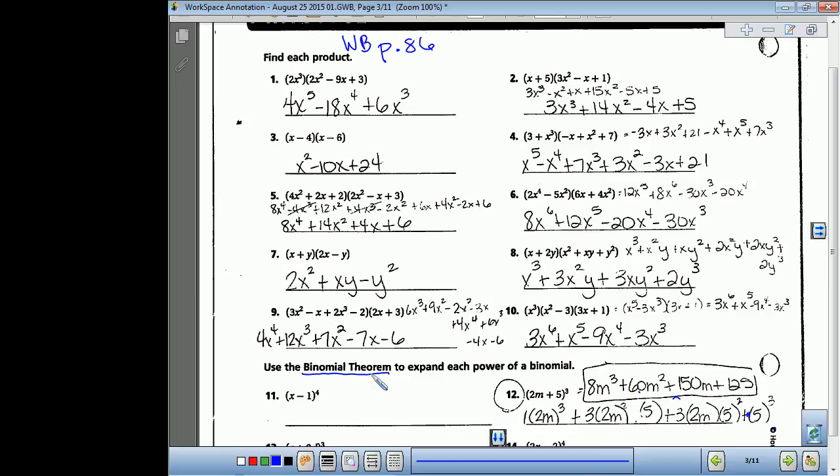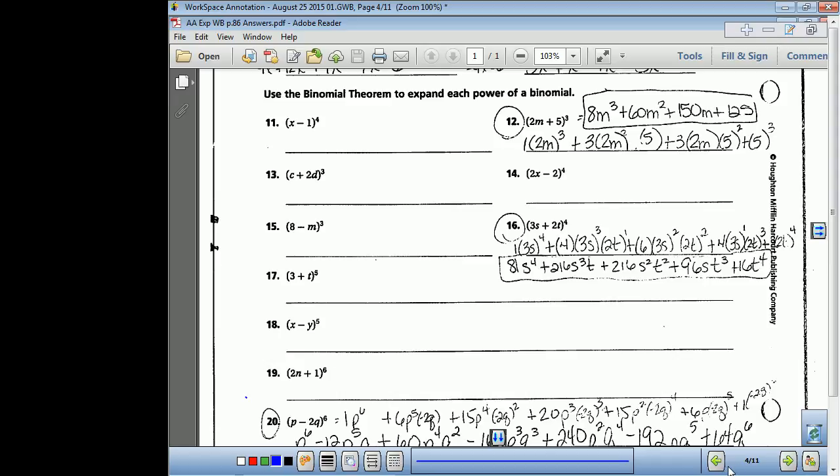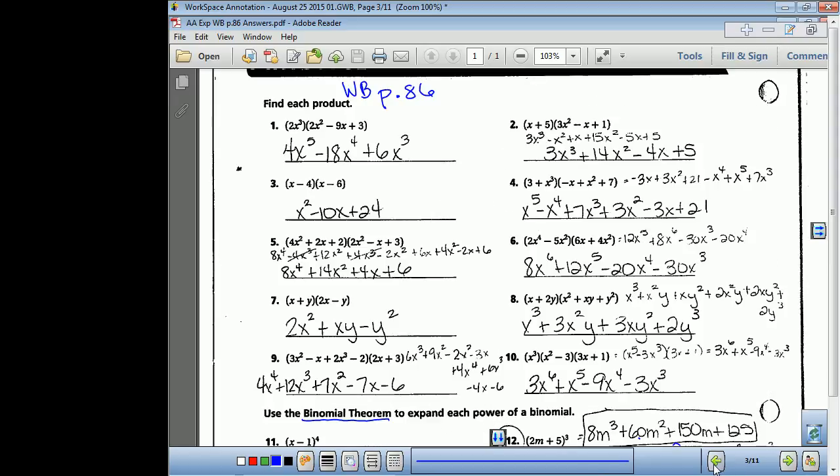So when this says use the binomial theorem, that is using the coefficients that we found from Pascal's triangle to expand this binomial. Okay, and which problem was it that someone asked about? Was it number 10? We talked about number 10 just a second ago. You could either distribute this first and then take that result and distribute that result through the second one, or you could multiply these two first and then distribute the x cubed through. Either way for number 10.